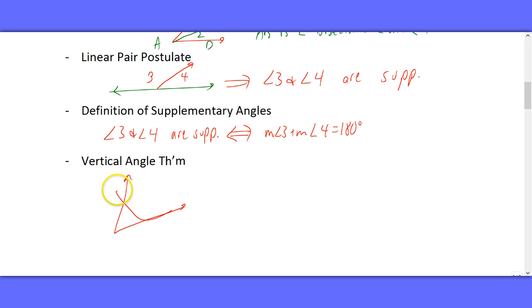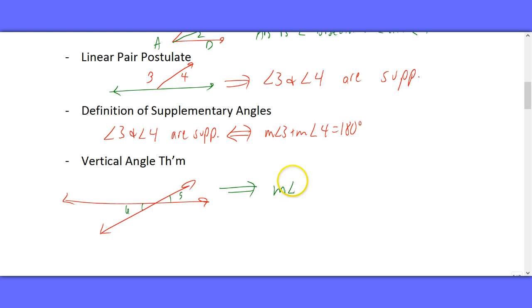Next one, vertical angle theorem. So we're going to have two lines that intersect with each other. When those two lines intersect, we have angles that are formed. We'll call this one angle 5 and angle 6. 5 and 6 are vertical to each other. And the vertical angle theorem tells us that the measure of 5 is equal to the measure of 6. It's not the definition, but it's the vertical angle theorem that says that they're actually equal to each other.